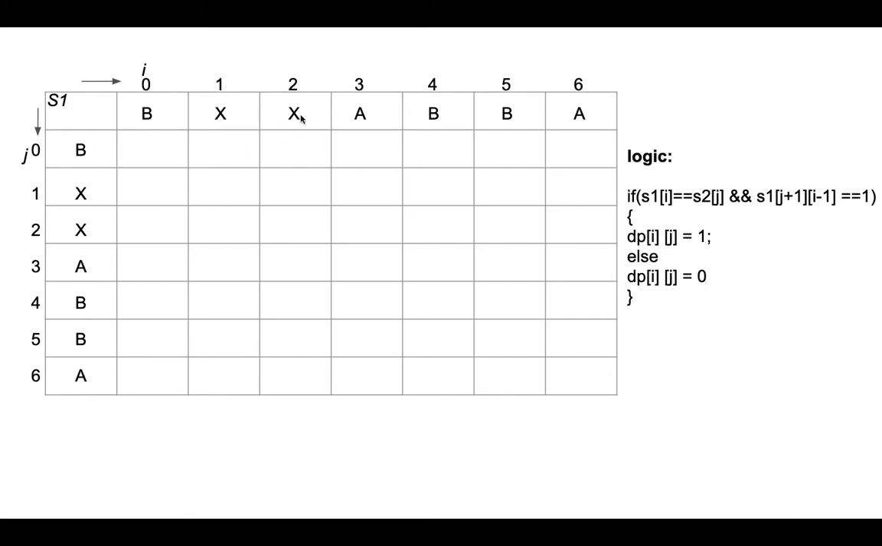Both of the characters would be equal, or both of the characters would not be equal. In case both of the characters are equal, what we have to do is check whether the string in between both of the characters is a palindrome or not. And how can we check that?